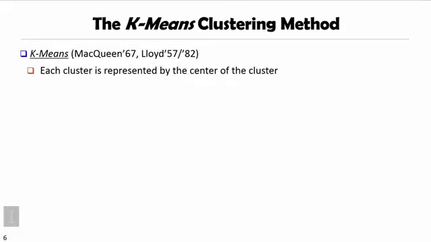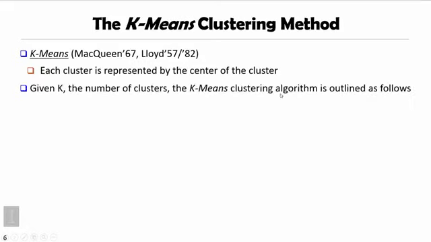Since the publication was internal, most people may not even know it. So he republished it in a journal in 1982. That's the reason some people say Lloyd first got this algorithm. But no matter what, the common thing for this algorithm is that they consider every cluster to be represented by the center of the cluster, or we can say the centroid.